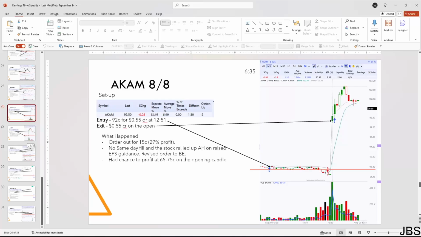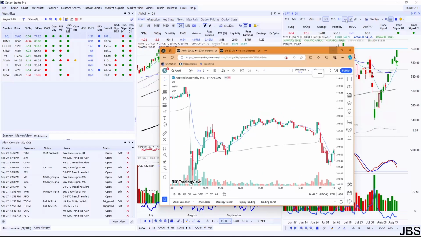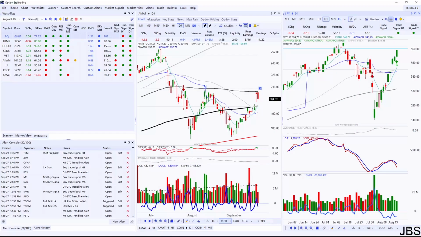Okay, so that was it for all of the time spreads. Overall, we had 7 wins and 2 break evens on our time spreads. So very nice win on those. And let's get into the swing trades next.